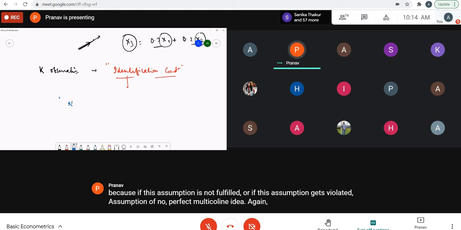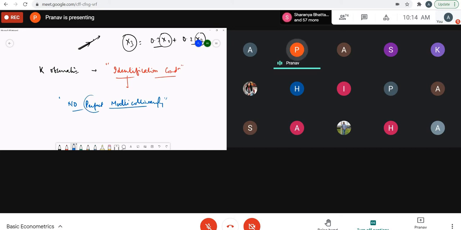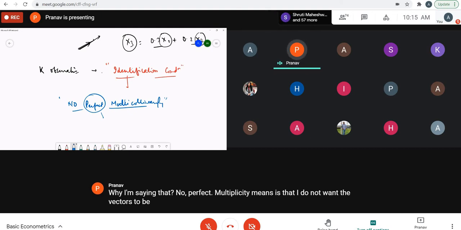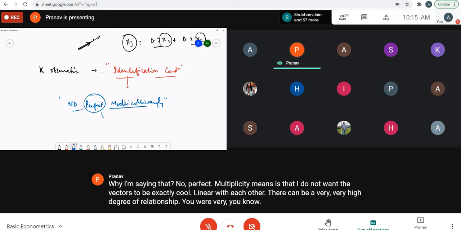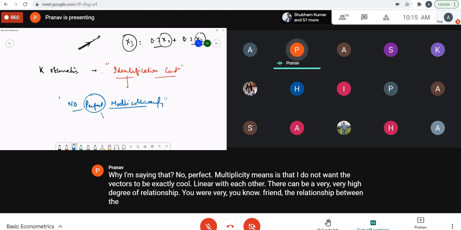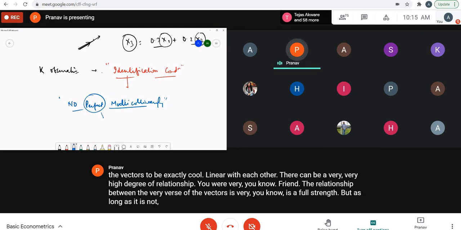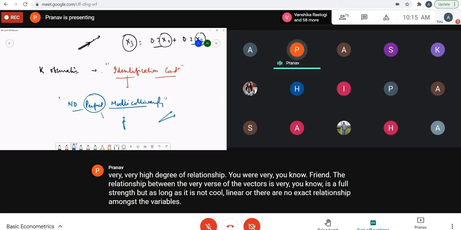Again, understand this part. Why I'm saying that no perfect multicollinearity means is that I do not want the vectors to be exactly collinear with each other. There can be a very, very high degree of relationship between the variables or the vectors, even of full strength. But as long as it is not collinear or there is no exact relationship amongst the variables, till that point I am fine.